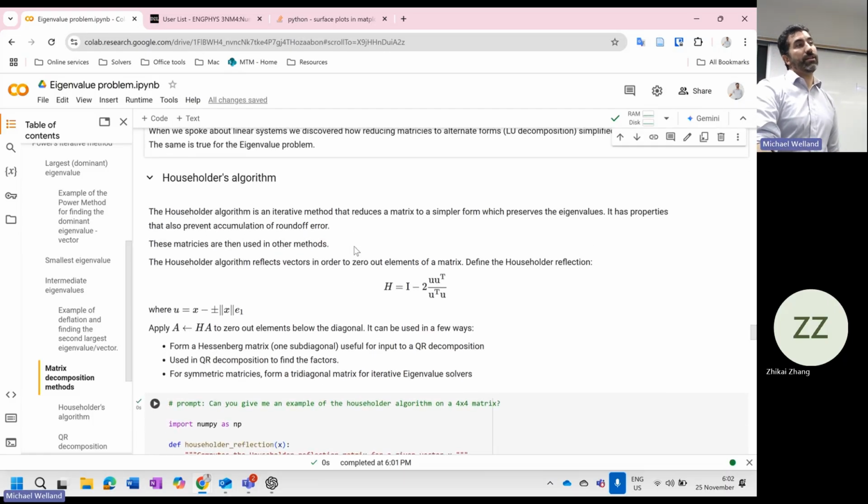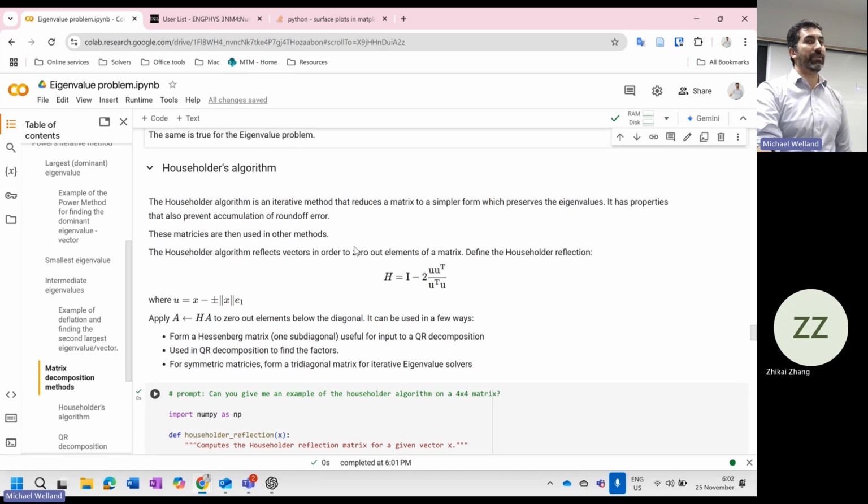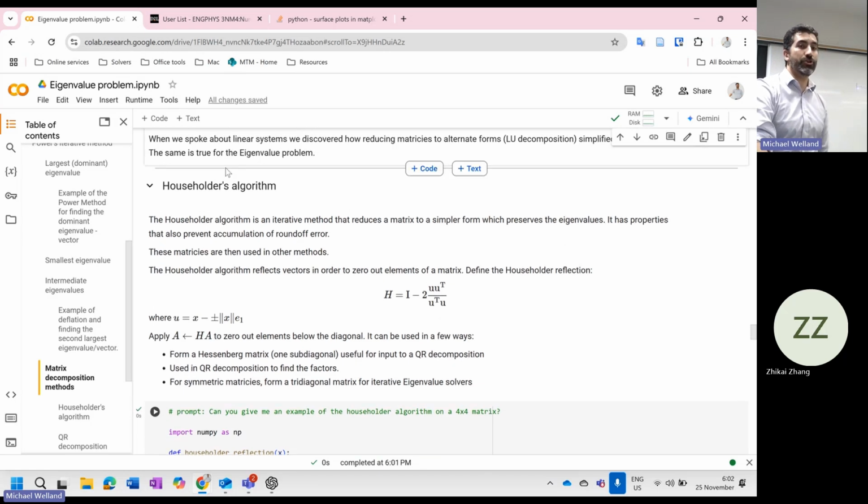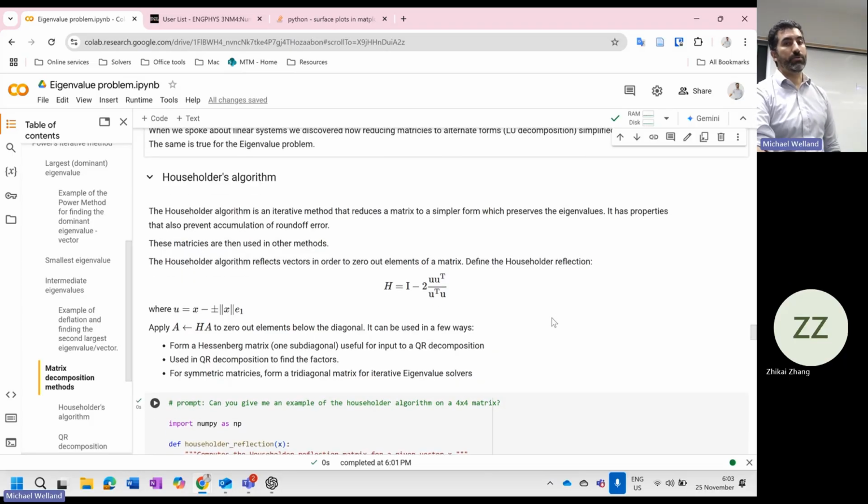I'm going to skip a lot of this math. I'm just going to talk about it super high level. One of the main ways that you can do that is something called the Householder algorithm. It's a reflection algorithm. You take a set of zeros. So say you have a matrix and you want to zero out this element. Householder will give you a way to do that, and when you do that, you just end up with a zero there.